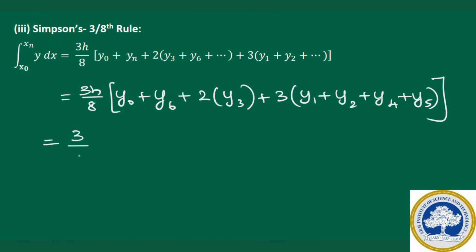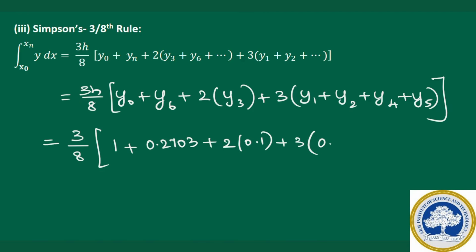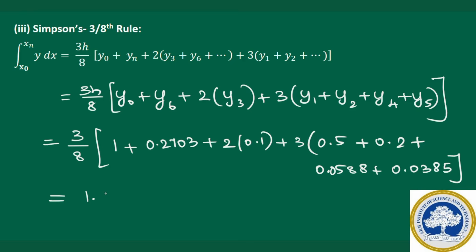Now h takes the value 1 here, so it will be 3 by 8 into y0 value is 1, plus y6 is 0.2703, plus 2 into 0.1, which is y3, plus 3 into 0.5 plus 0.2 plus 0.0588 plus 0.0385. So we have to substitute the corresponding values of y, and then after simplification we get 1.4483. So this is the answer for Simpson's 3/8 rule.